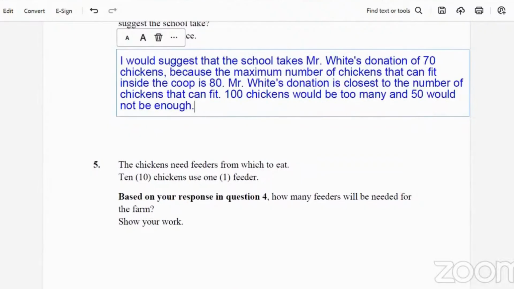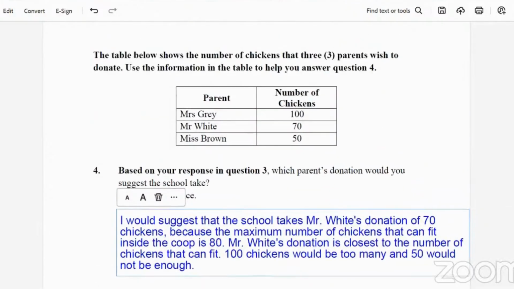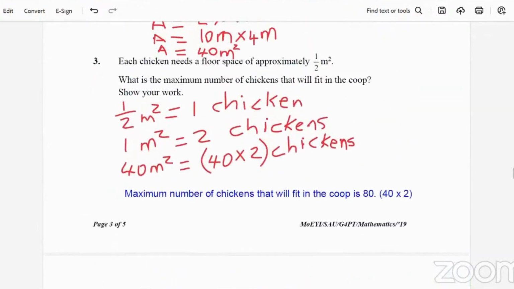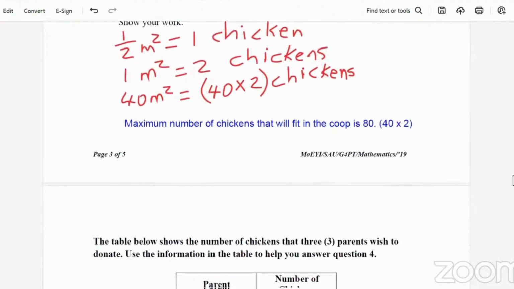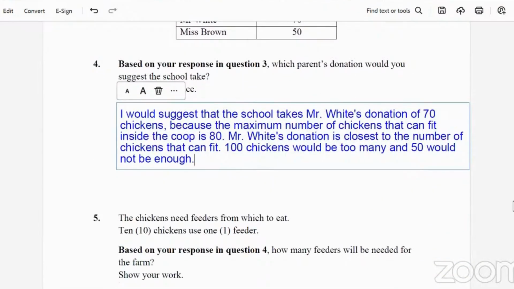Okay, question 5. The chickens need feeders from which to feed. 10 chickens use one feeder. Based on your response in question 4, how many feeders would be needed for the farm? So we are suggesting that the school takes Mr. White's donation of 70. So even though based on question 3, it can hold a maximum of 80, we are only taking the 70 from Mr. White. So that's the number we're going to be working with.